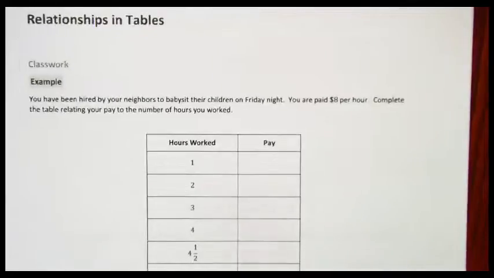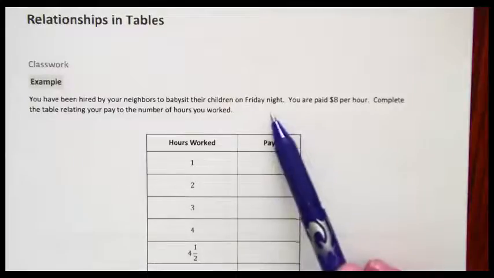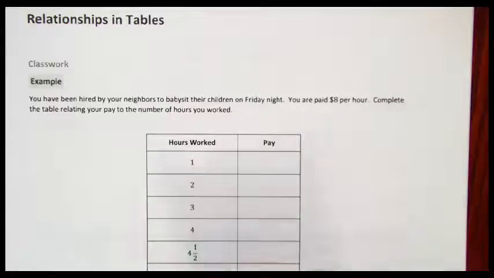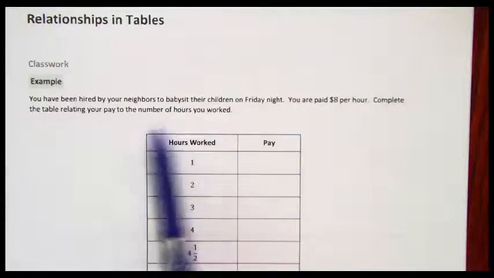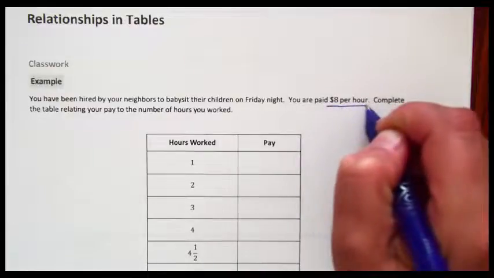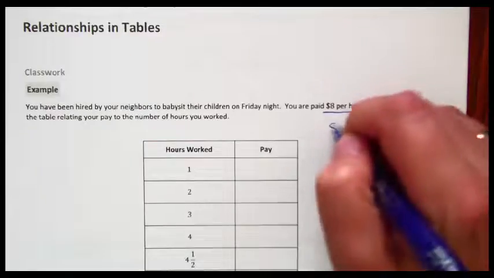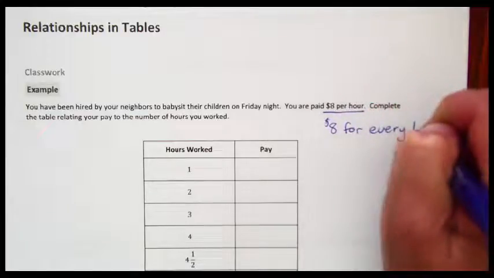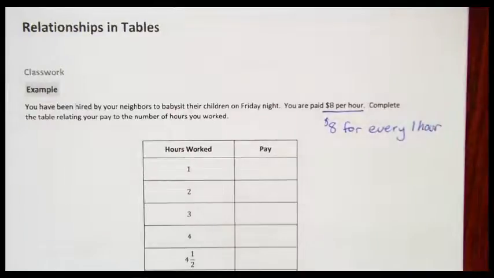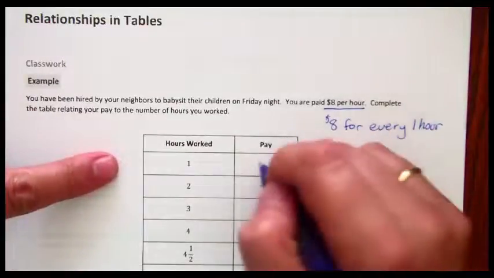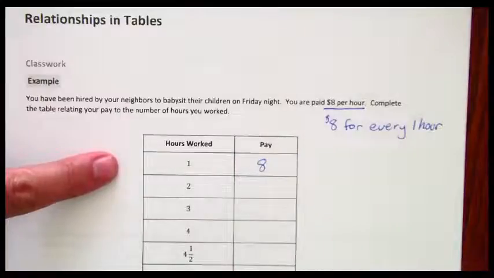In this example, I've been hired by our neighbors to babysit their children on a Friday night. You are paid $8 per hour. They want you to complete the table relating your pay to the number of hours you worked. So $8 per hour means $8 for every 1 hour. So if you work 1 hour, you're going to get paid $8.